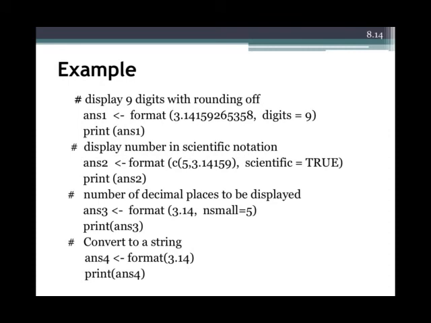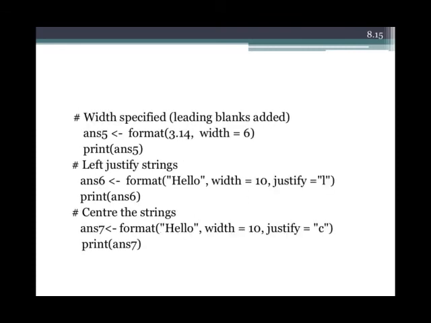In the third example we have the decimal places to be displayed, where we have specified 5 decimal places, that's n small. The last one we have said we are converting it to a string where you are formatting this 3.14. In the first example on this screen, we have leading blanks added because we have specified the width as 6. In the next example, we have specified justification to the left where justify equal L. You can also center the strings by saying justify equal C.